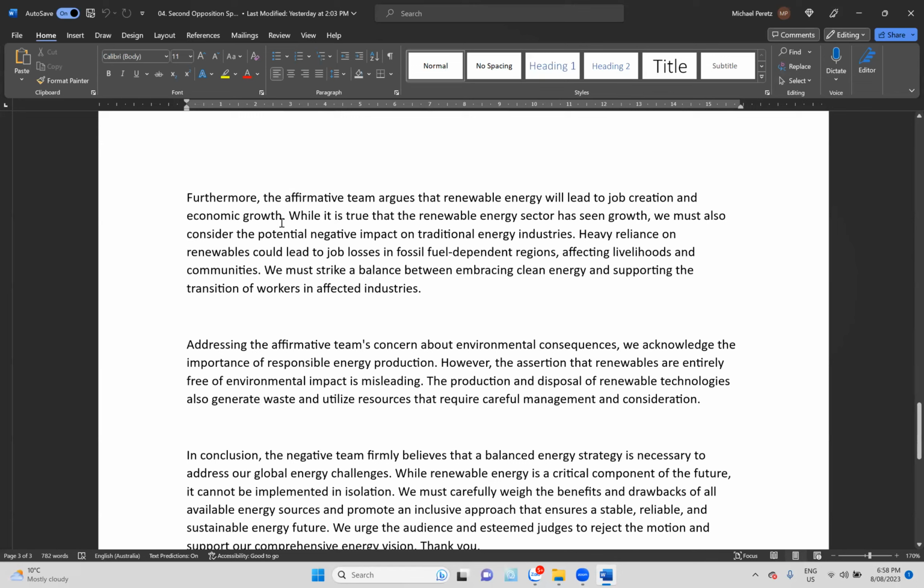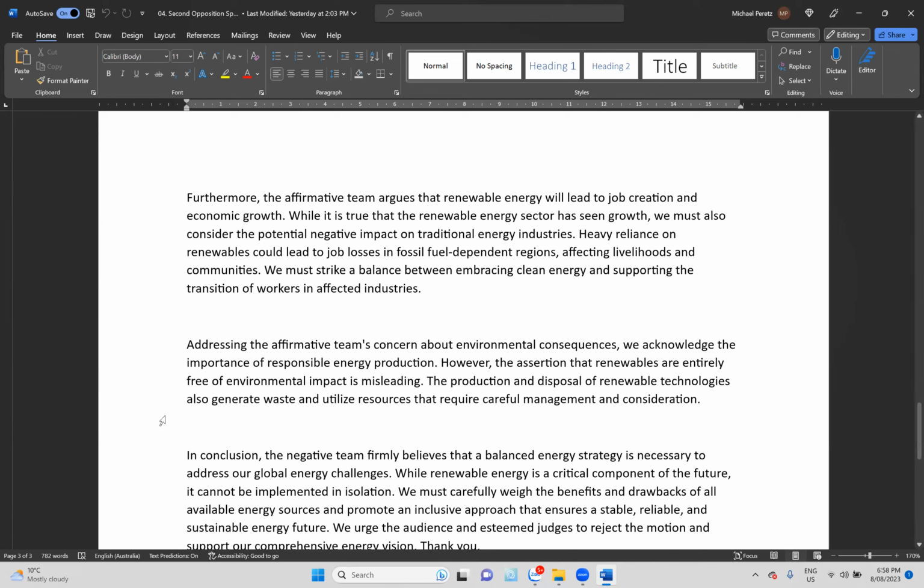Furthermore, the affirmative team argues that renewable energy will lead to job creation and economic growth. While it is true that the renewable energy sector has seen growth, we must also consider the potential negative impact on traditional energy industries. Heavy reliance on renewables could lead to job losses in the fossil fuel dependent regions, affecting livelihoods and communities. We must strike a balance between embracing clean energy and supporting the transition of workers in affected industries.